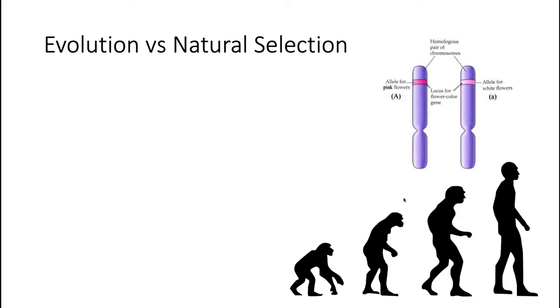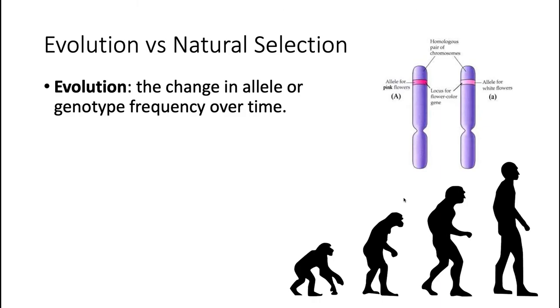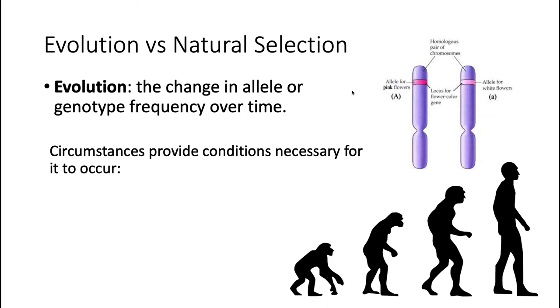So that is that. Now, evolution versus natural selection. Well, evolution is the change in allele or genotype frequency over time, right? So here we have some chromosomes and we have these different alleles. Notice that one is a dominant allele and the other is a recessive allele, meaning that this individual would be heterozygous, right? So just different allele frequency over time.